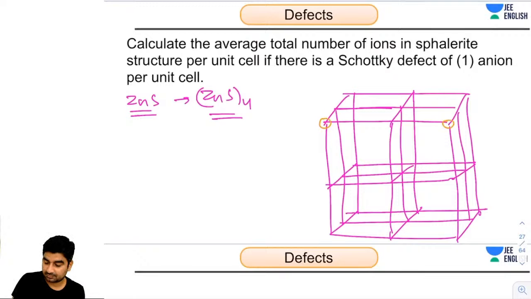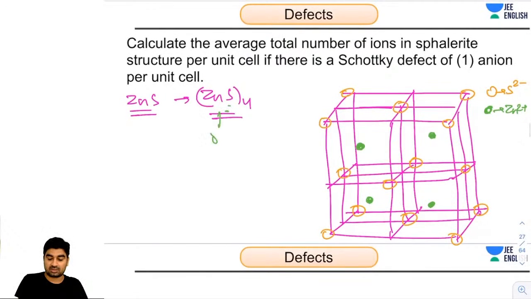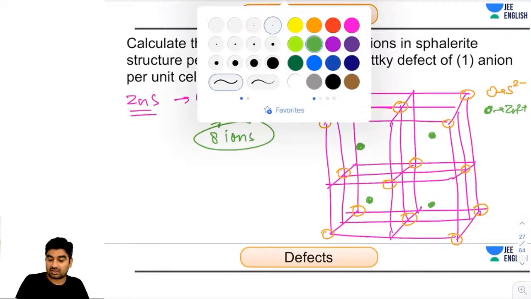So here, this is the sulfide ion at the corner and face centers. Where is Zn2+? One Zn2+ will be here, one will be diagonally opposite, one will be here and another will be diagonally opposite. So guys, this is Zn2+. Overall, there are 4 Zn2+ ions and 4 sulfide ions, so there are a total of 8 ions.